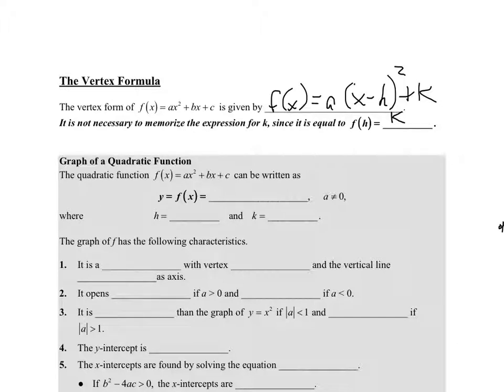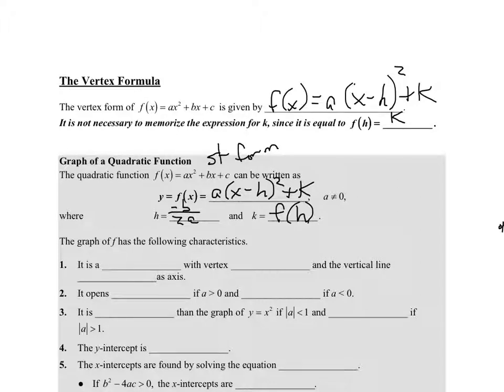So again, if we want to change from standard form to vertex form, then we would have a times (x minus h) squared plus k. We do know that the a value can't be 0. If it were, we wouldn't have an x squared involved. We know that the h value is equal to negative b over 2a. And the k value we find if we were to plug the h value into the function.